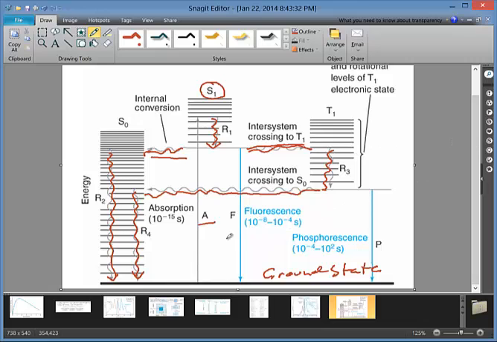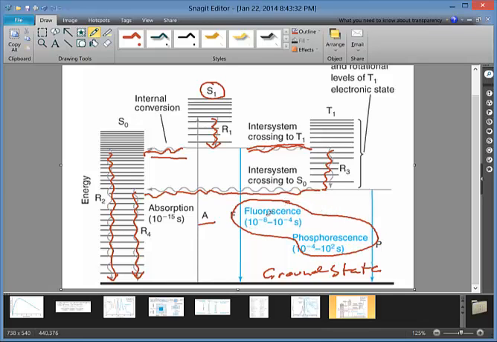The only ones that are going to generate any sort of light are when we go directly from the lowest energy level of the S1 down to the ground state, or from the triplet down to the ground state. Both of these are called luminescence.